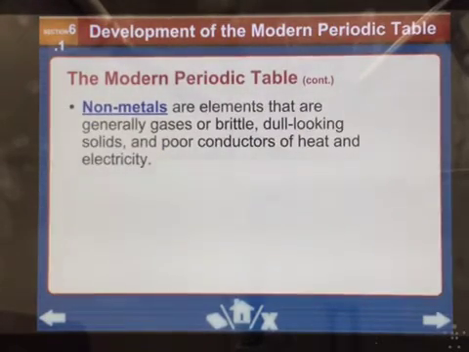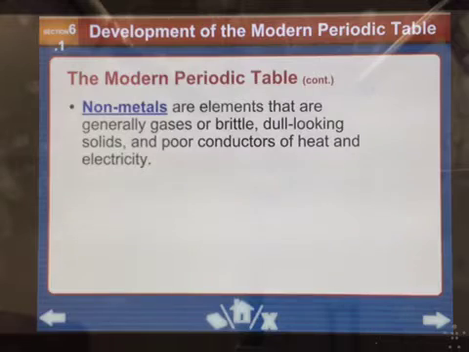So that takes care of the special groups of metals. So we're going to move on to general properties of nonmetals, those ones on the right side of the periodic table. They are basically the opposite of metals. If they're not a gas, they're going to be brittle, dull-looking solids that don't conduct heat or electricity very well.